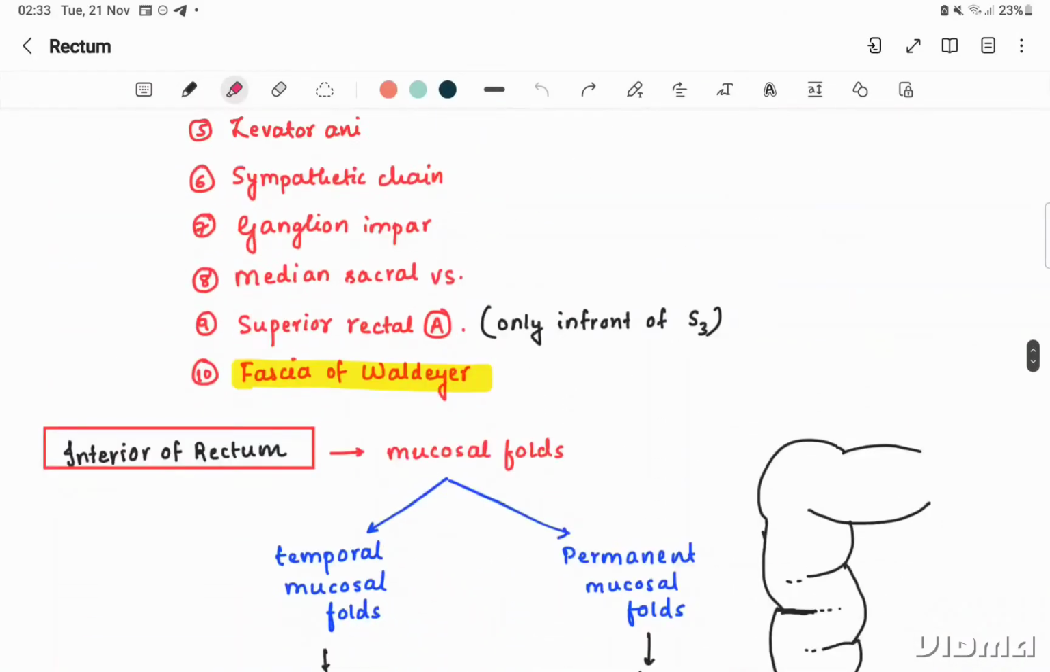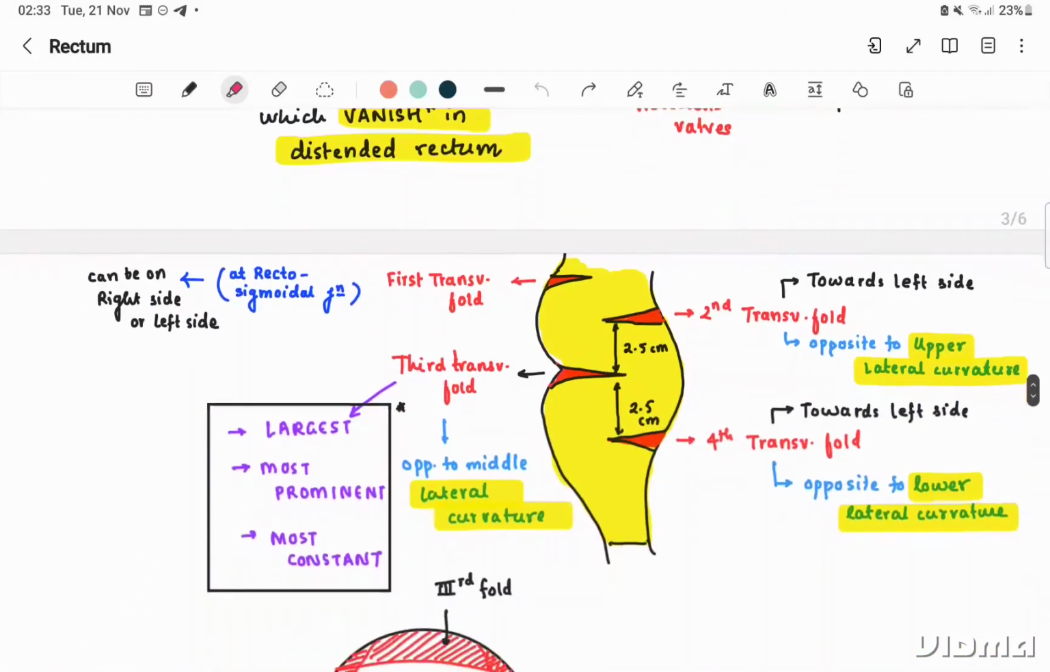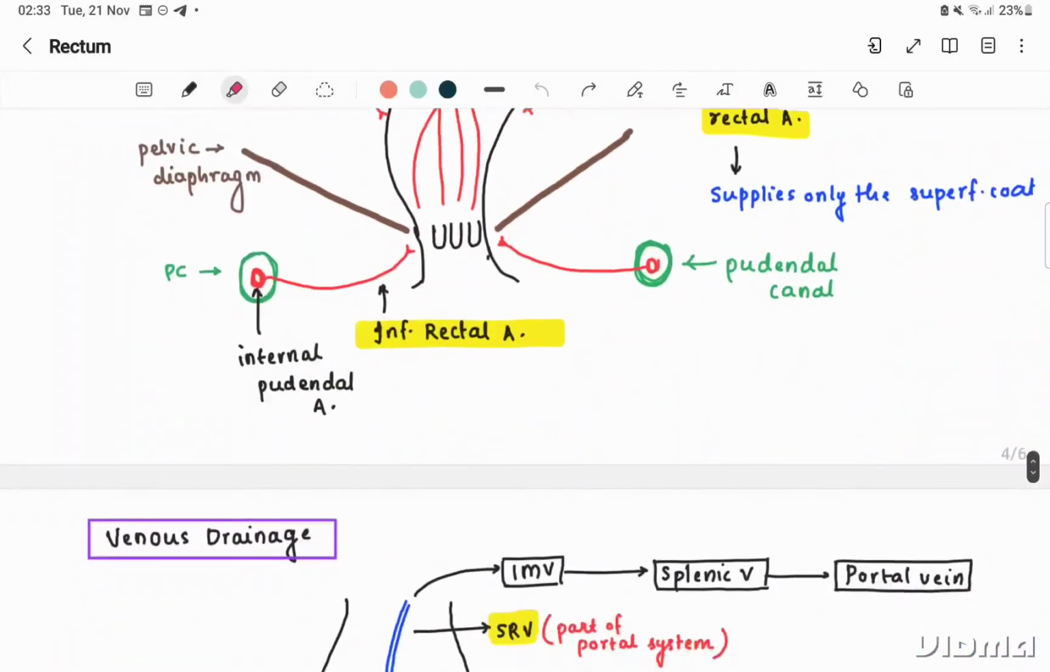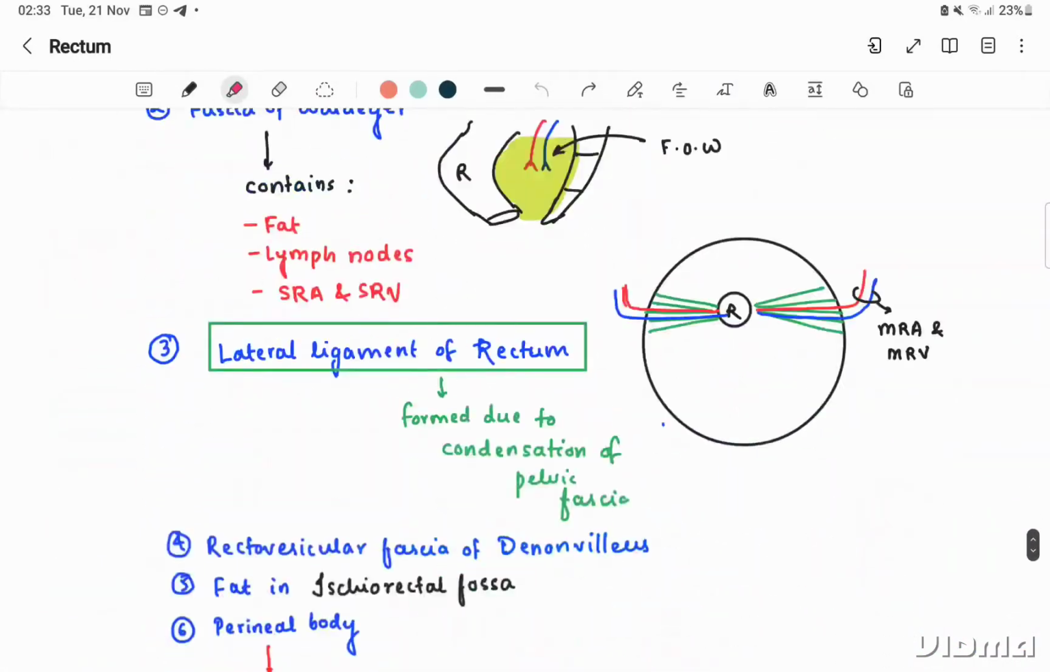And then we'll talk about the posterior relations. Talking about the posterior relations, I'm just seeing how much you have to discuss.